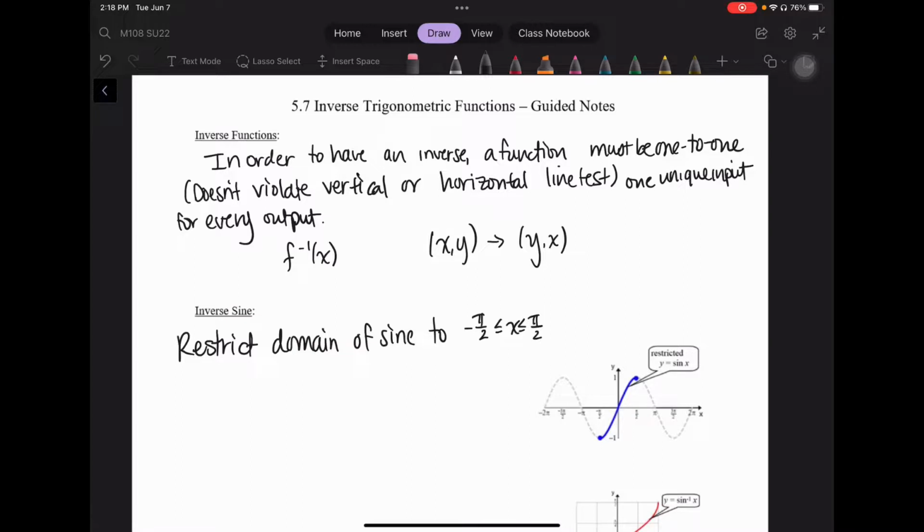And when you restrict that domain, our range is also restricted. Our range is restricted anyway because the values of sine are only from -1 to 1 unless you obviously have an amplitude change. So if we were to do the inverse of sine, then the domain of the inverse is between -1 and 1, and the range is between -π/2 and π/2.